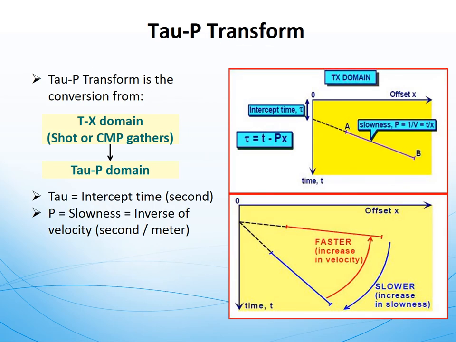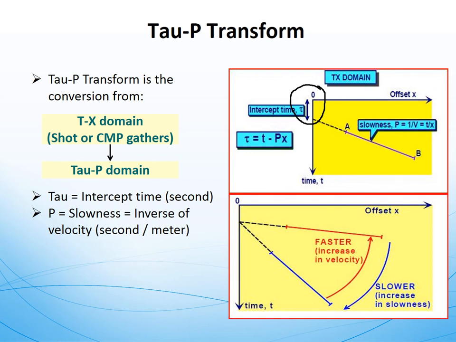So your data, at the shot or CMP gather, first of all we need to convert in terms of the tau-p domain, where tau is the intercept time. Intercept time means the time intercept at zero offset. As well as p, which is the slowness, the inverse of the velocity, 1 over v.